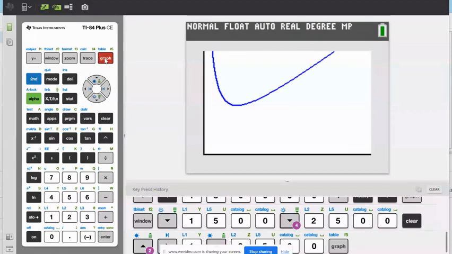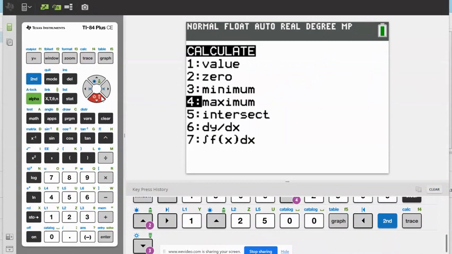Okay, so it says, what dimension should be used to require the least amount of fencing? So do we want a minimum or a maximum? If it's the least amount of fencing, we need a minimum. So who remembers how to find the minimum? Second trace, you got it. And we go down to minimum.